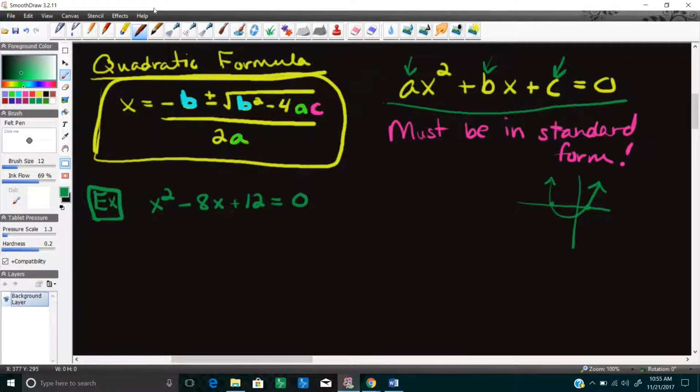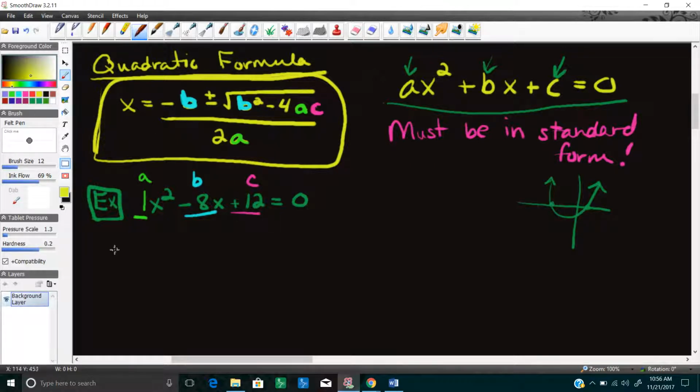Let's say we have x squared minus 8x plus 12. Okay, so the first thing I would do is probably label. So this right here is my b. I did a with a green. So my a in this case would be a 1, this right here. So there's my a. And my c value is the last one, 12. So there's my c. And I'm just going to plug it into the formula.